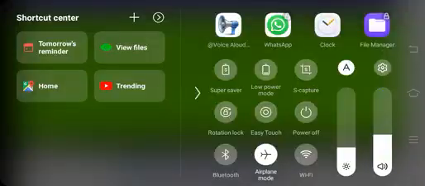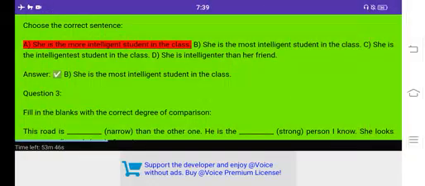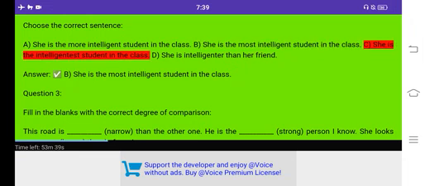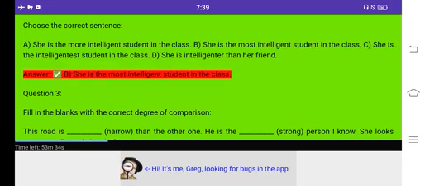Question 2. Choose the correct sentence. A. She is the more intelligent student in the class. B. She is the most intelligent student in the class. C. She is the intelligentest student in the class. D. She is intelligenter than her friend. Answer. B. She is the most intelligent student in the class.